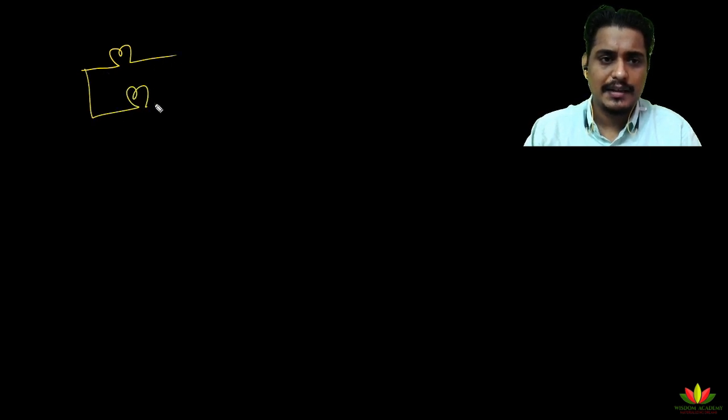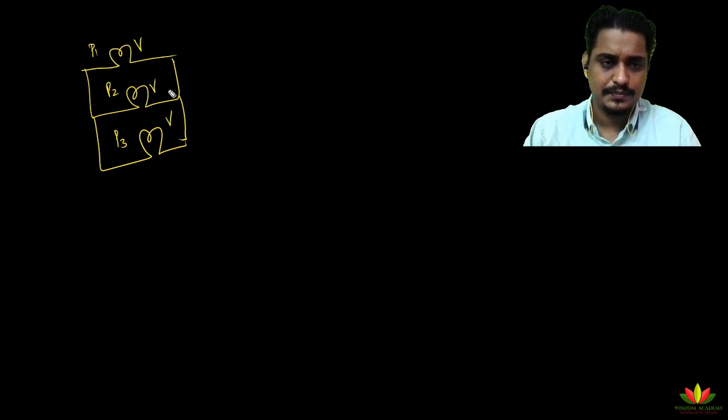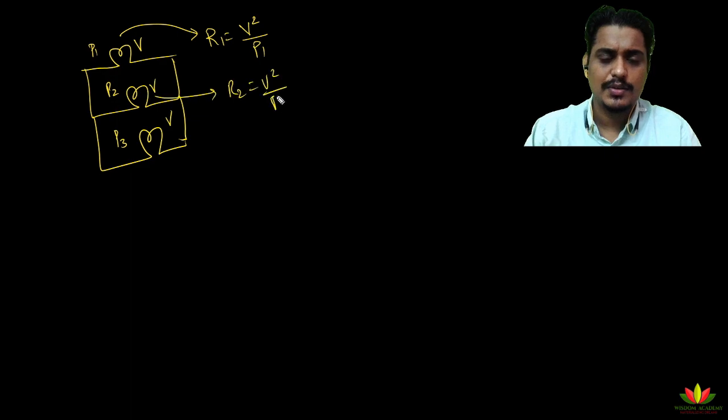Now let us see what happens when these three appliances are connected in parallel. So three appliances, when I am connecting them in parallel, having the power rating of P1, P2 and P3 and same potentials V, V and V. Now, the resistance of the first bulb R1 will be equal to V square by P1. The second bulb will have resistance R2 is equal to V square by P2, and this appliance will have R3 equal to V square by P3.